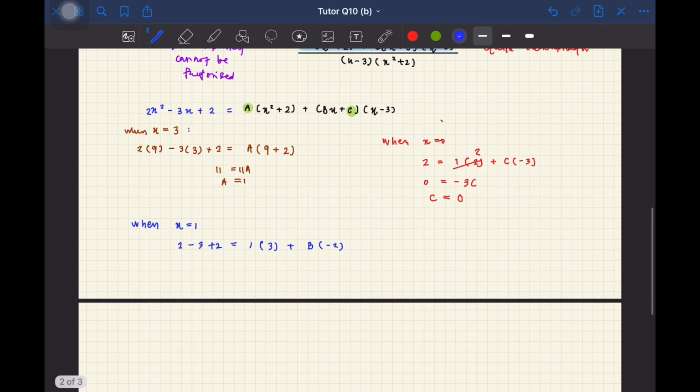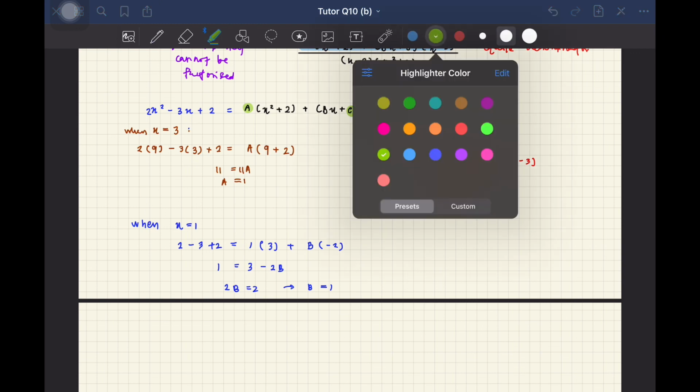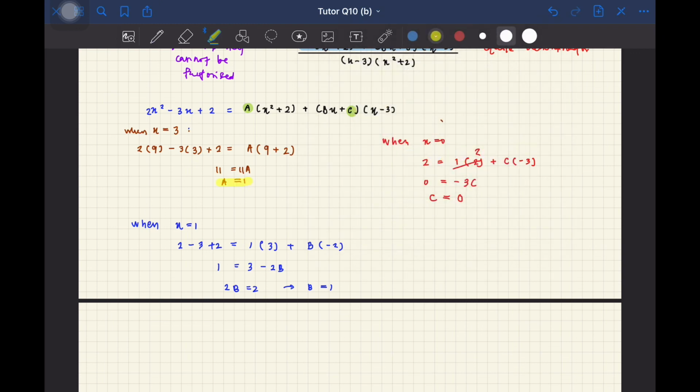Okay, so let's settle this one. So 2 minus 3 is negative 1, negative 1 plus 2 is 1. So 1 is equals to 3 minus 2B. Okay, and then we have 2B is equals to 2. Hence, B is equals to 1. Settle. Okay, so these are the 3 values that we want to find. A equals to 1, C is equals to 0, B is equals to 1.